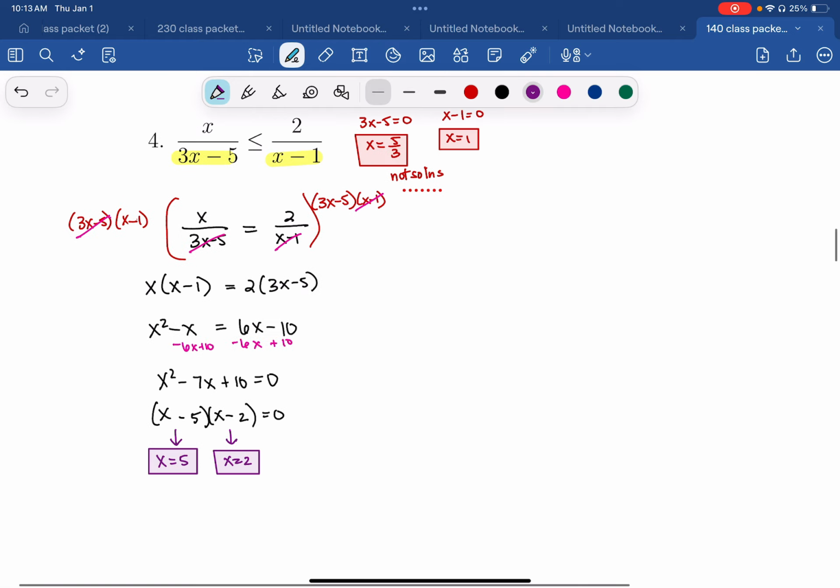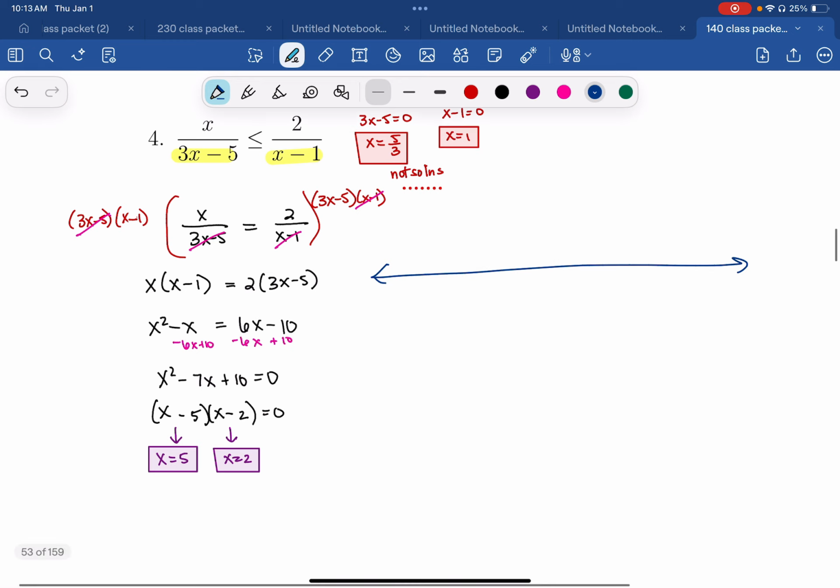And that gives me 4 points to work with. So I have 5/3, 1, 5, and 2. And so we're going to put those numbers on a number line in order. So let's see, the smallest one is 1, then 5/3, then 2, and then 5.